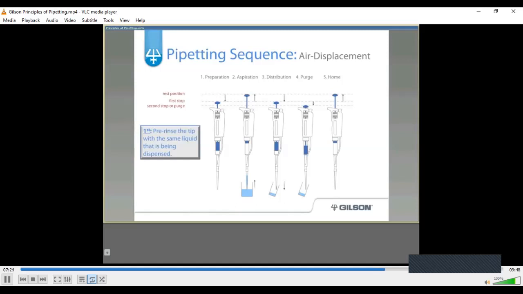Then for the purge step, make sure you wait 1 second, then depress the plunger to the second stop position to remove any remaining sample from the tip. Then while removing the pipette tip, make sure to let it slide along the side wall of the vessel. And then for the final step, simply allow the plunger to move to the rest position, controlling the movement the entire time.